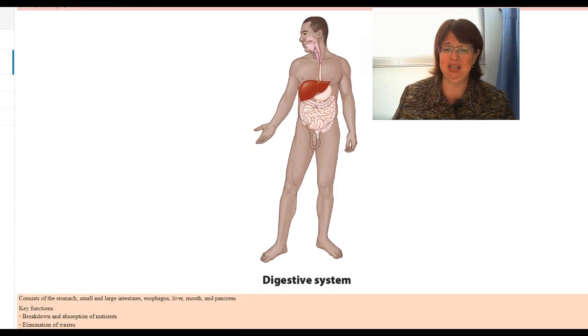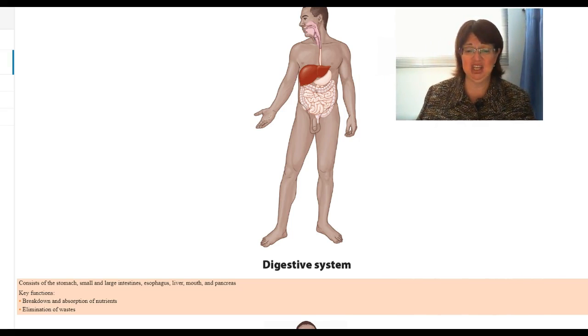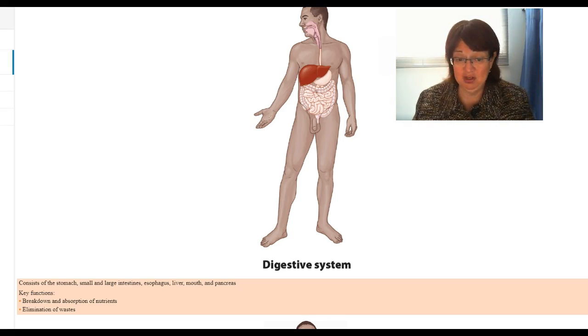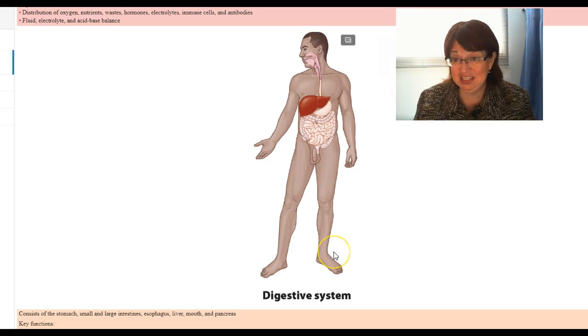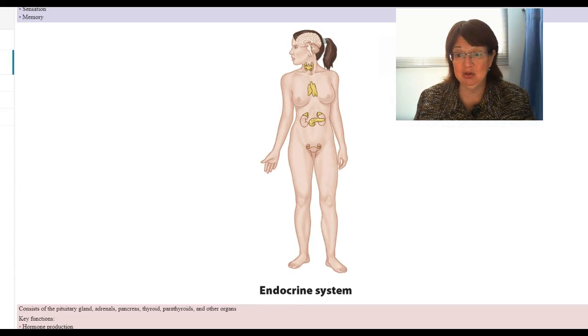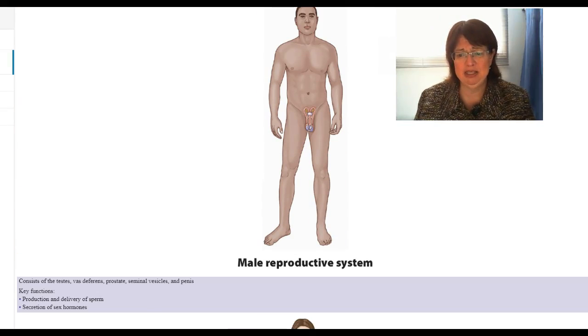Digestive system. Your digestive system consists of your stomach, large intestines, esophagus, liver, and pancreas, and it is also important in the breakdown and absorption of nutrients and the elimination of waste. Did you notice that the pancreas shows up here in the digestive system, where it's an exocrine organ, and the pancreas also shows up in the endocrine system? Pancreas is an amazing organ.